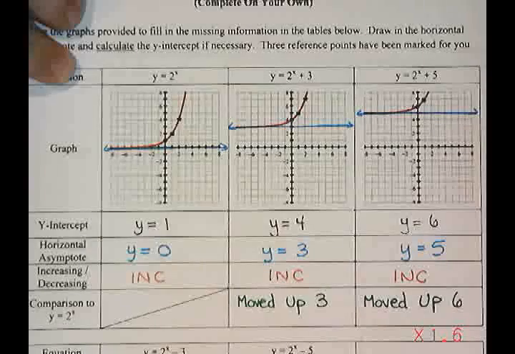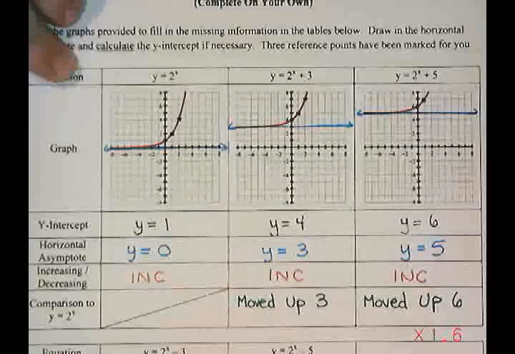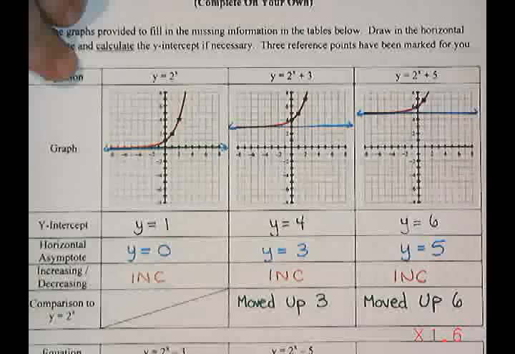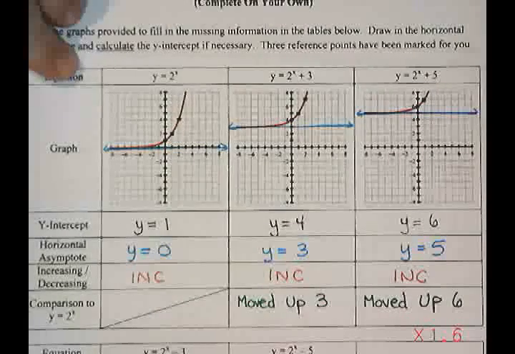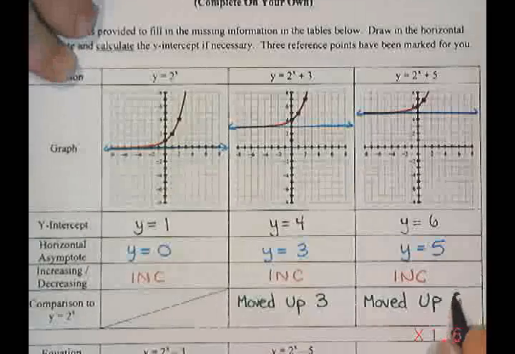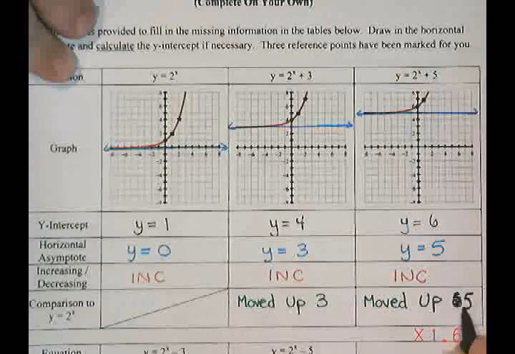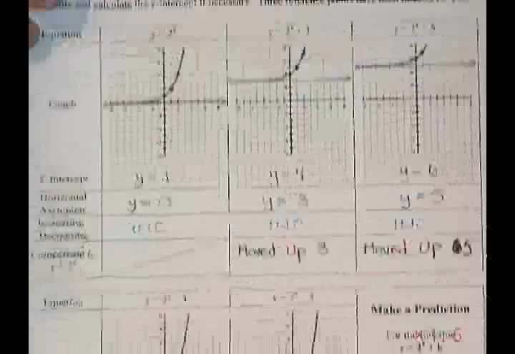The next one has a y-intercept of 6, it has a horizontal asymptote of 5, it is increasing as well, and if I compare it to the original one, I wrote here that it's moved up 6, but it's actually only moved up 5 units.